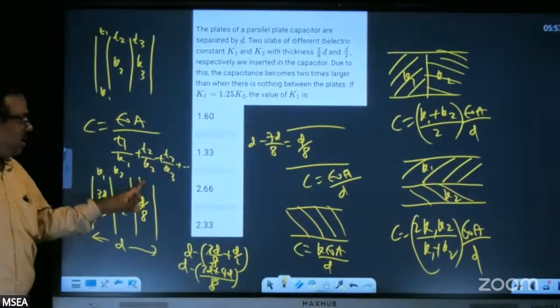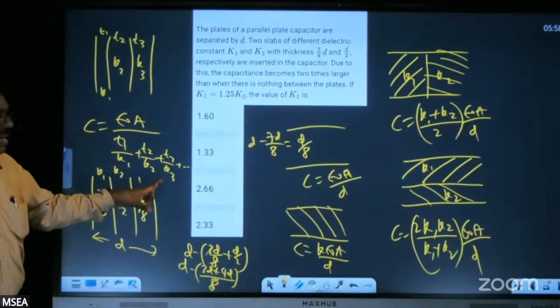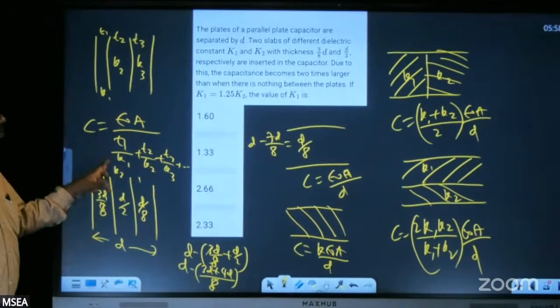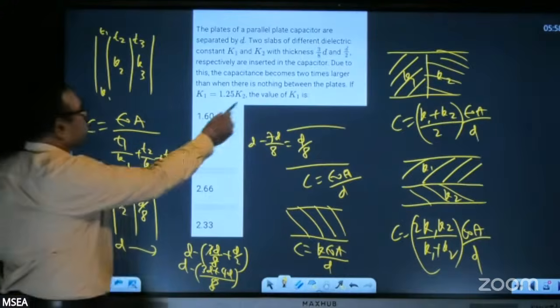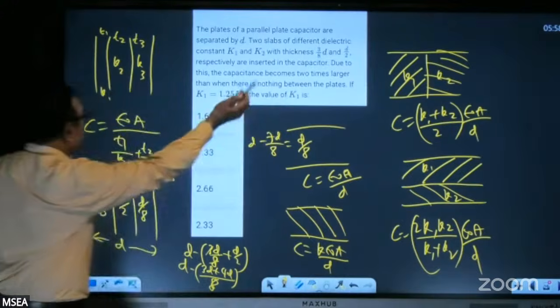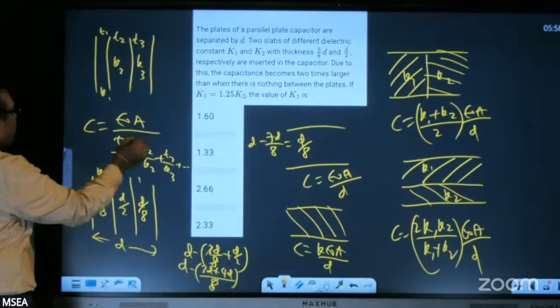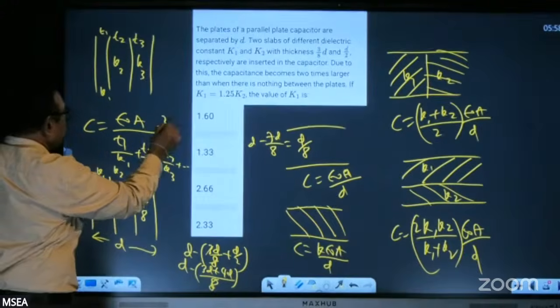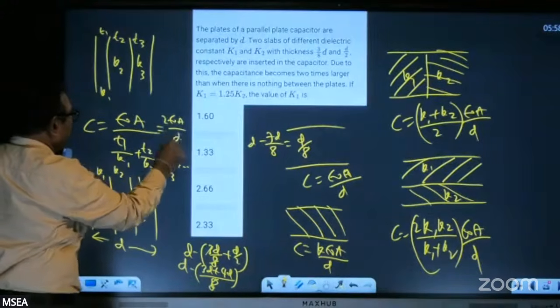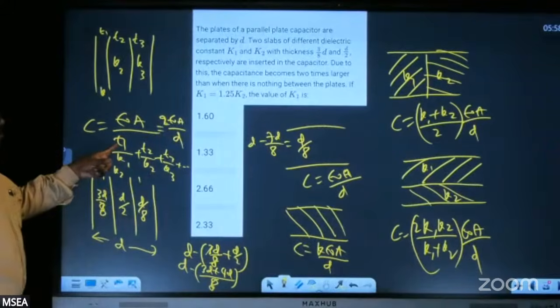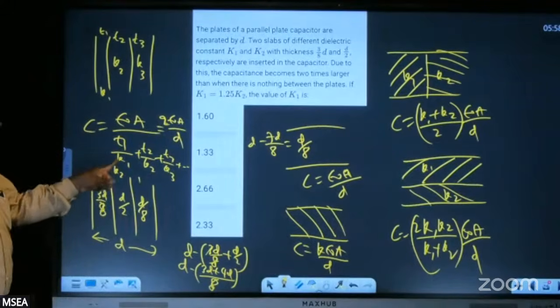And what about T3? T3 is D by 8, but dielectric constant is 1. Then if you solve this one, what is given? The capacitor becomes 2 times larger than before. So that should be equal to 2 epsilon naught A by D. That's all, just substitute T1 is equal to 3D by 8.